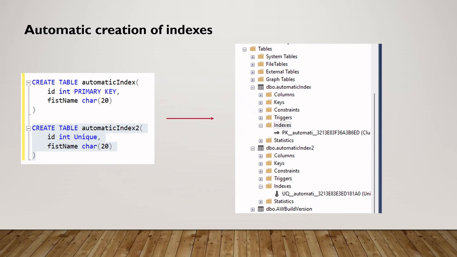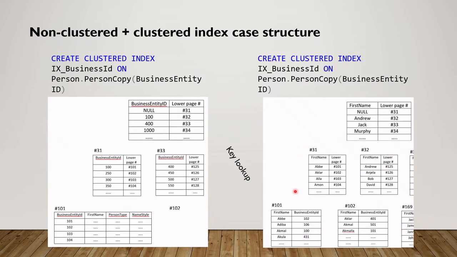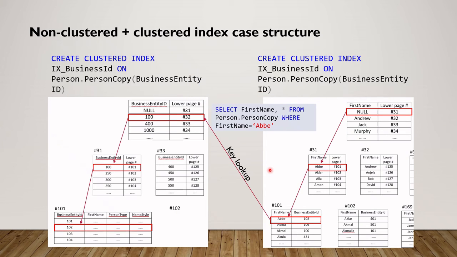So, okay, let's discuss a case where we have both clustered and non-clustered index created by using the following commands for the same table. In this case, as you can see, in the leaf node of the non-clustered index, business entity ID has been set instead of row IDs. For example, if we run the following query, we will end up with the following flow.